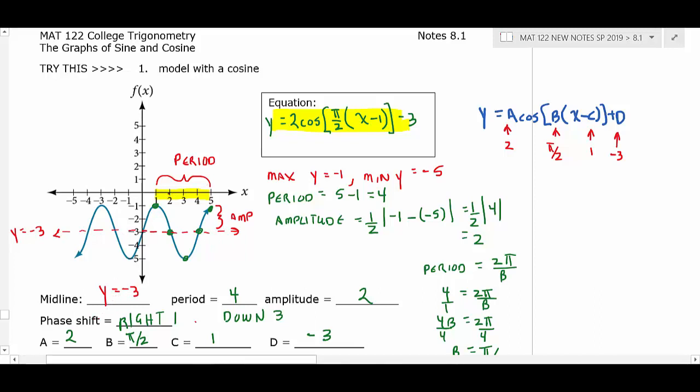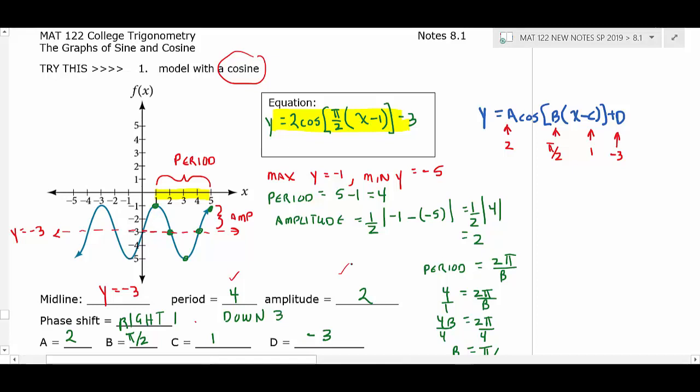The period, now you can start counting wherever you want to. Since I was doing a cosine, I decided, well, I know the cosine starts at a high point, so I'm just going 1, 2, 3, 4, 5 key points. So that period would go from here to here. So 5 minus 1 is 4, so the period should be 4. The amplitude, you can do the formula, 1/2 the max minus the min, so that would end up being 2 if you do that. You can also just count from the midline to the maximum or the midline to the min. Doesn't really matter, so that amplitude turns out to be 2.